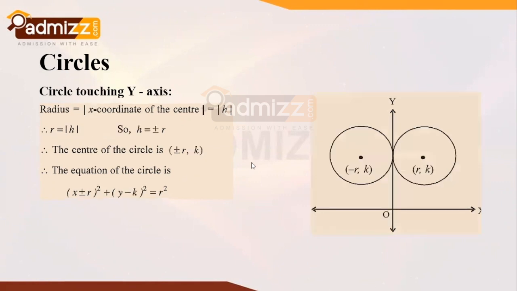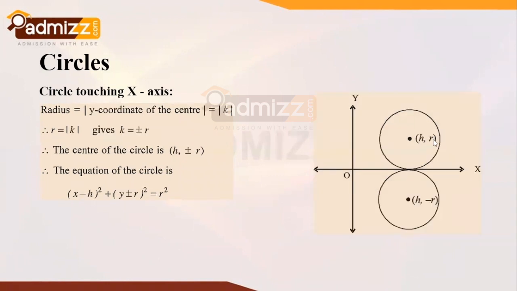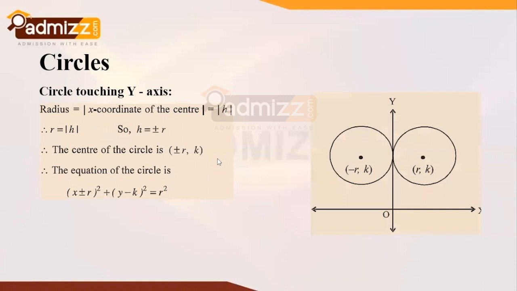Proceeding ahead, a circle touching the y axis. Now the case is quite changed. If you observe, the radius is coming over here, r comma minus r, with the k value we are considering. In the previous case, we observed that (h, r) and (h, minus r). In this case, we will observe that it is (minus r, k) and (r, k). So the radius is equal to the modulus of the x coordinate of the center of the circle, that is equal to modulus of h. So the h value can be positive or negative.